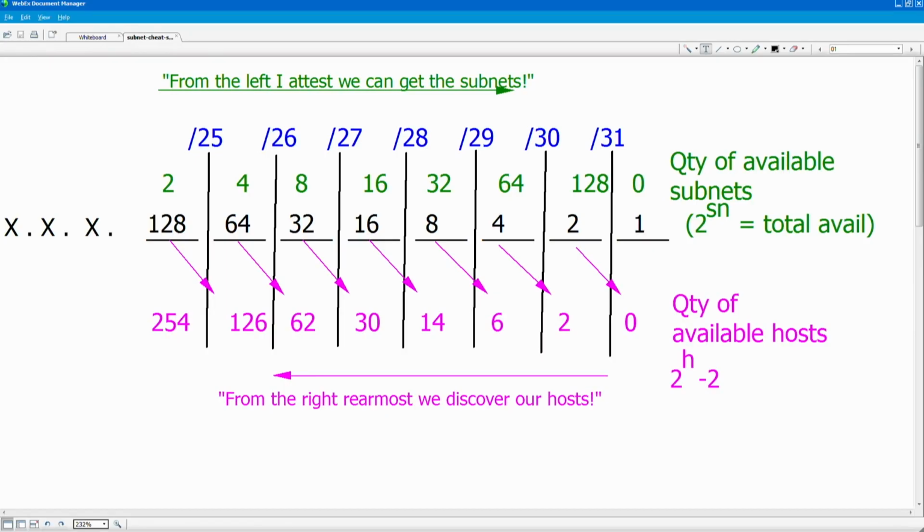Right here. This is what I call my subnetting cheat sheet. Everybody's got a different way of doing this. You'll probably find dozens of similar types of things if you Google it, but this is just one I came up with. And this is the way I work it.